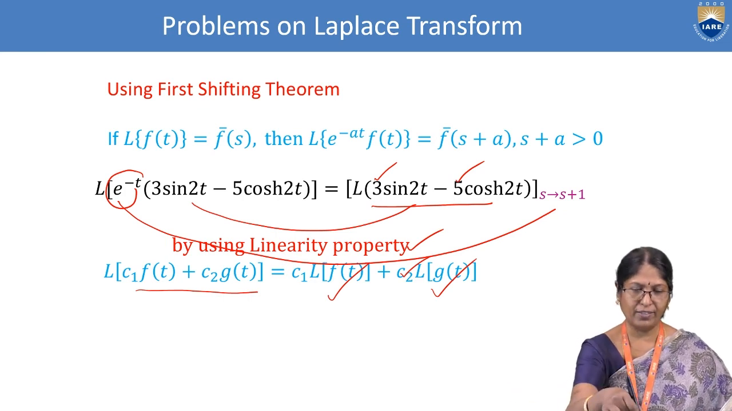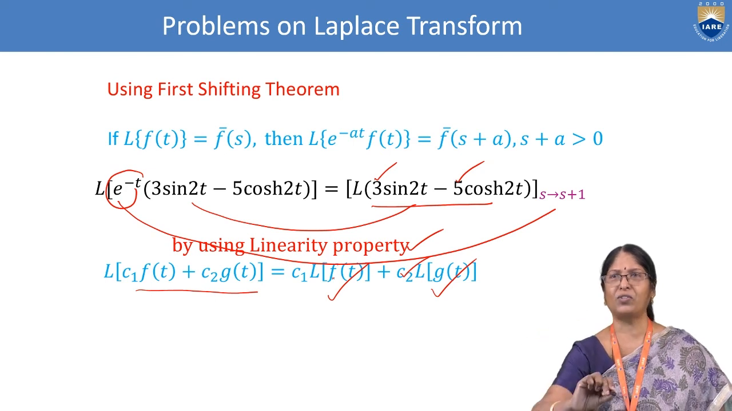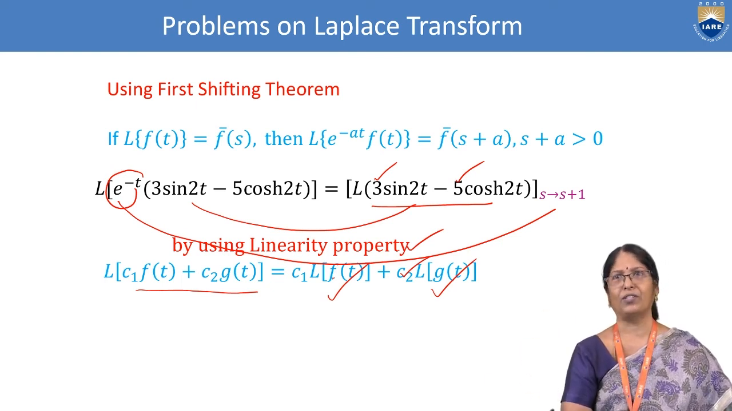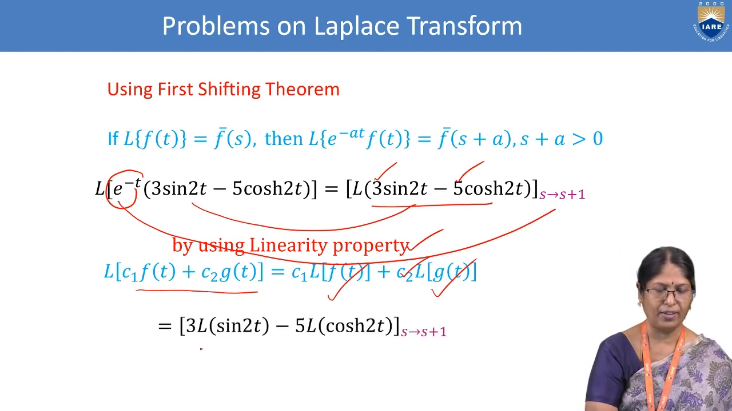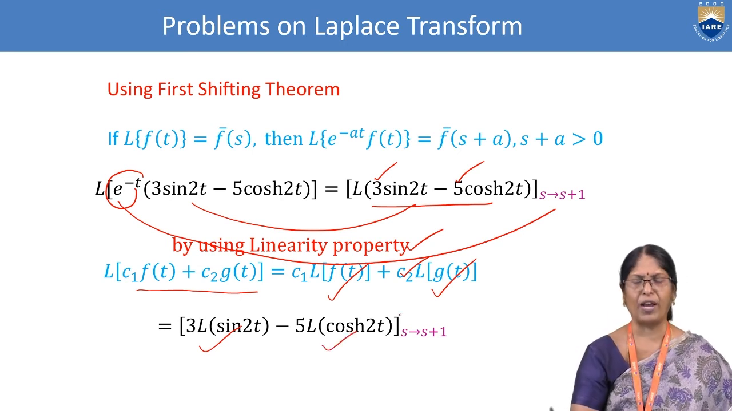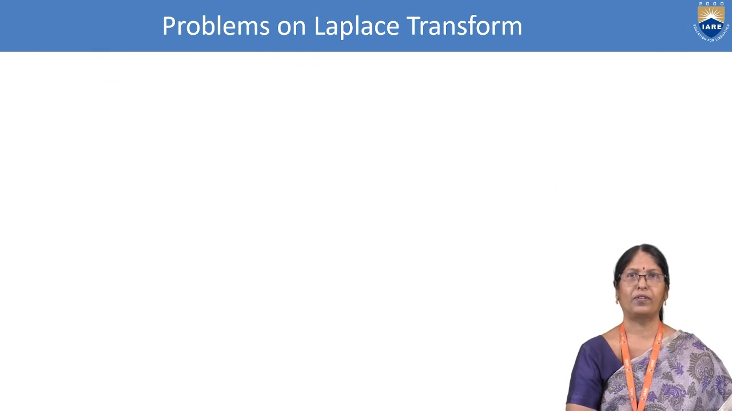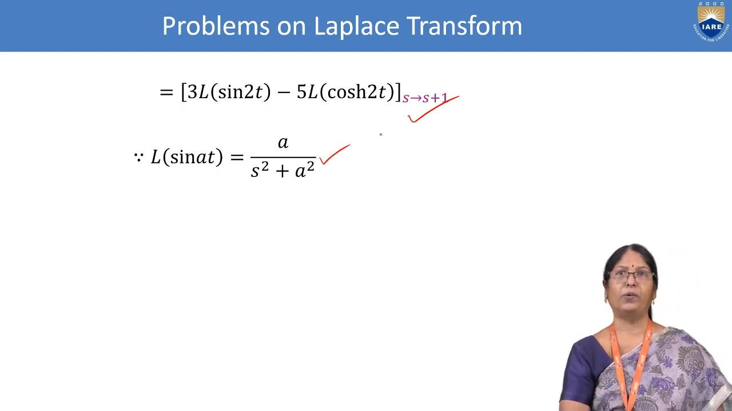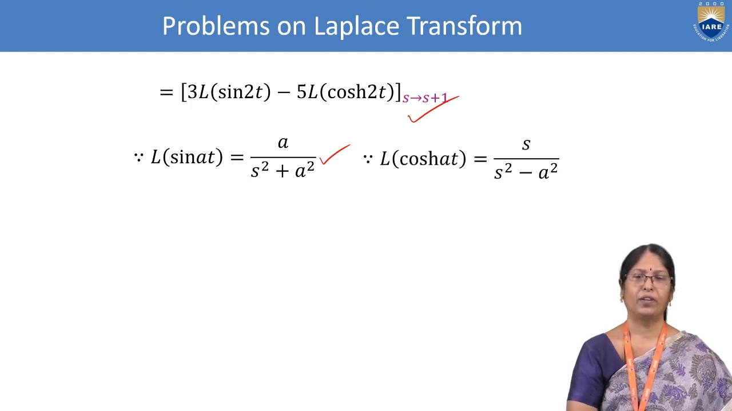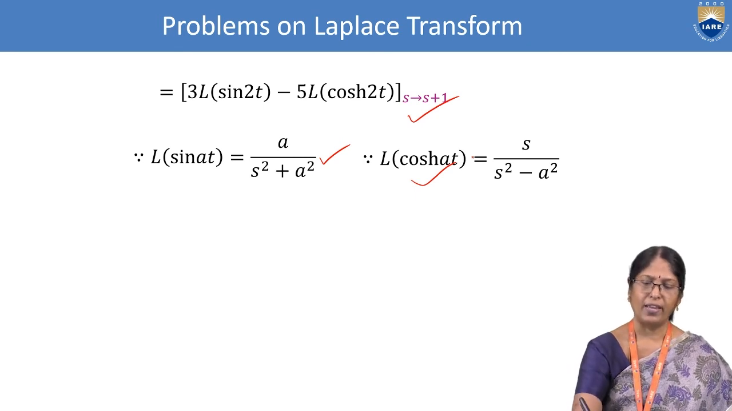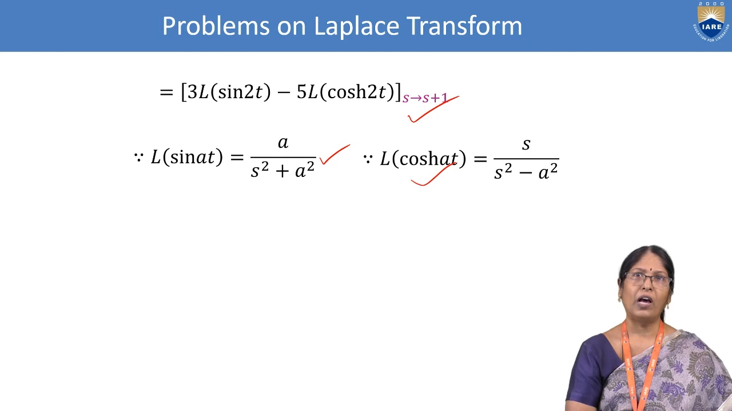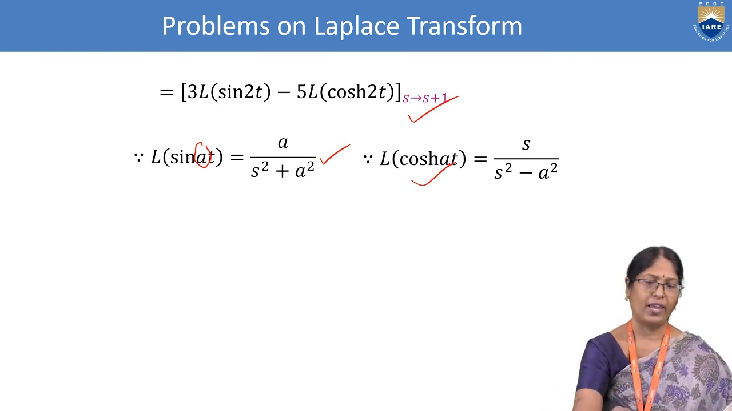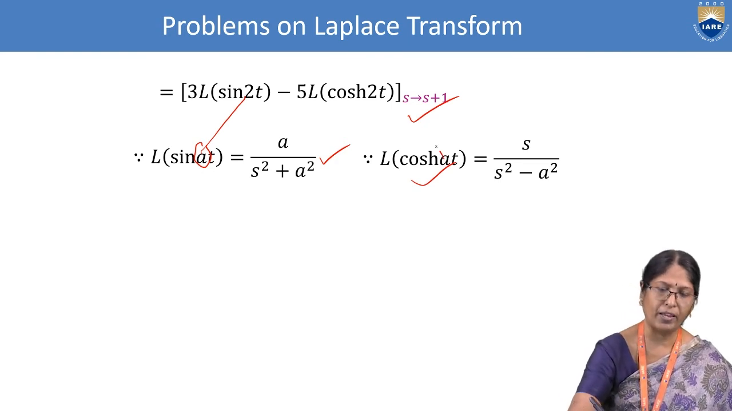Obeying this linearity property, which is helping us to split the two functions, first function plus second function in terms of Laplace transform. Now it is written here 3 into L of sine 2t minus 5 into L of cos h 2t. Now L of sine a t, the formula which is available, is a by s square plus a square. L of cos h a t is s by s square minus a square. Now we will compare with our problem. What role is a playing in our given problem? A is nothing but 2.